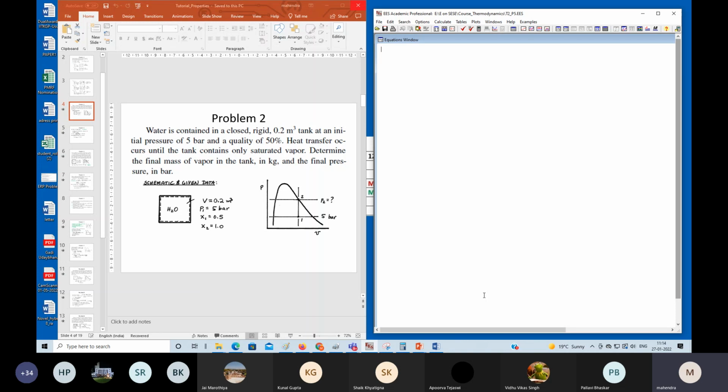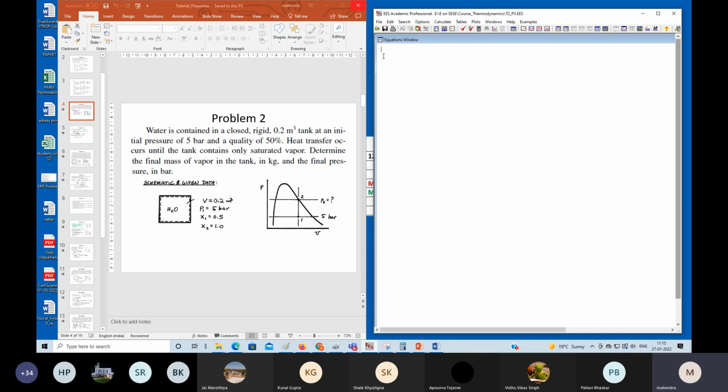Suppose, see over here, this is our problem. What was the problem? Given pressure P1 equal to 5 bar. This is the point, where the mass fraction was 0.5, and then the process reached this point. In the problem itself it has been given x2 equal to 1, which means saturated vapor. What you need to find out is the final mass and final pressure. It is such a simple problem.